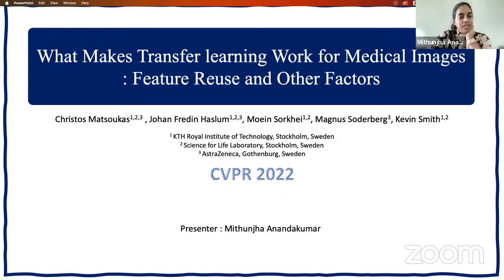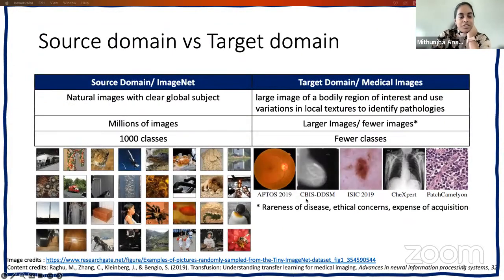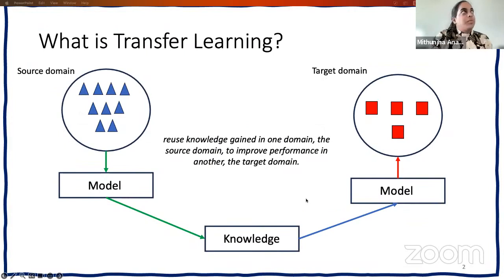So today I will be presenting the CVPR 2022 paper, What Makes Transfer Learning Work for Medical Images: Feature Reuse and Other Factors. Transfer learning is not a new concept. It has been there from the AlexNet paper, and it has been used in multiple domains, including medical domains and in multiple tasks. I'll give a brief introduction to transfer learning quickly and move on to the details of this paper.